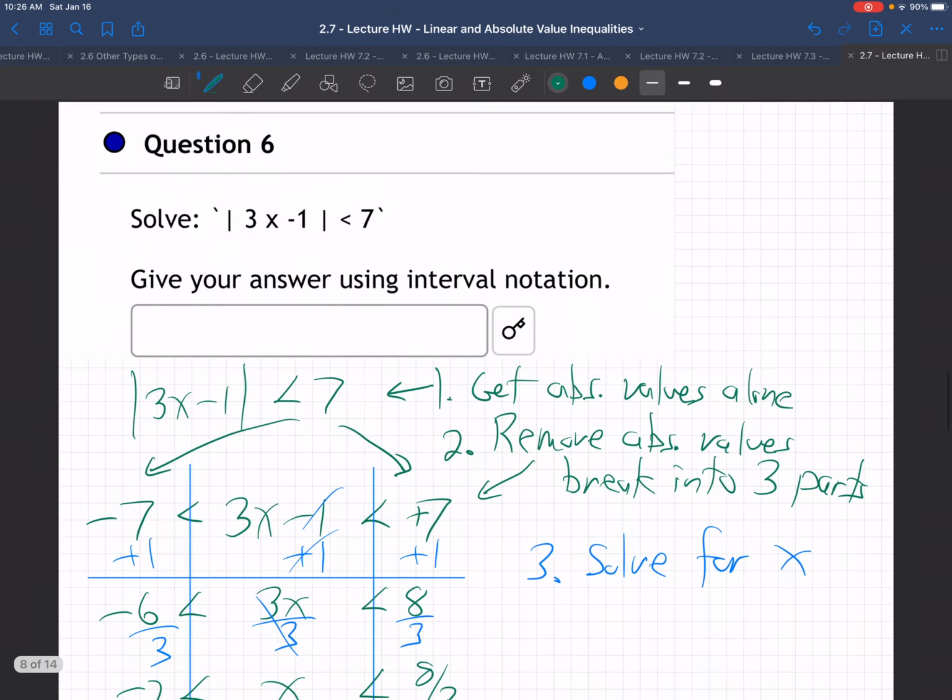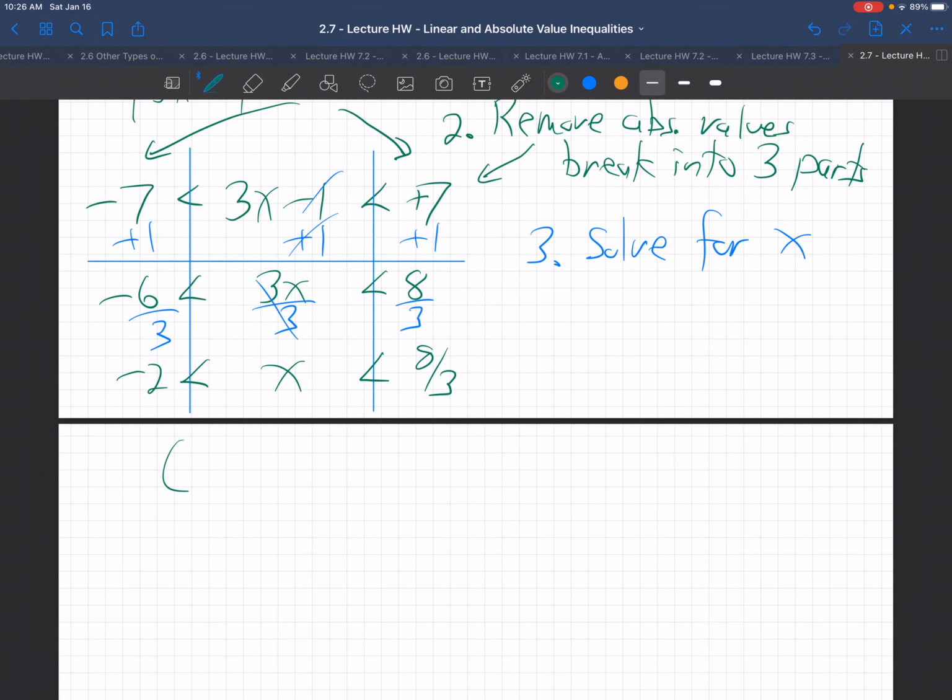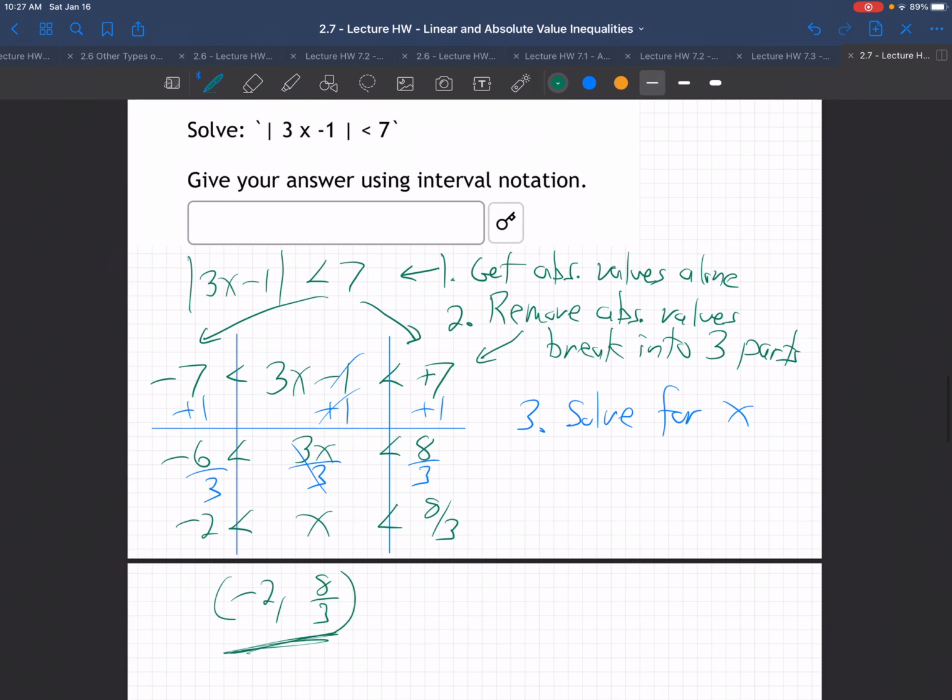Now they want this one in interval notation, so that's easy. That's just parentheses. -2, parenthesis, 8/3. Those are parentheses, not brackets, because if there was an equals bar, then you'd do brackets because that would be straight on the numbers. But we have parentheses because we're around the -2. It's not equal to the -2 or equal to the 8/3. We're just around them, so parentheses. So there's our answer, just like that. There's the whole problem. There we go.